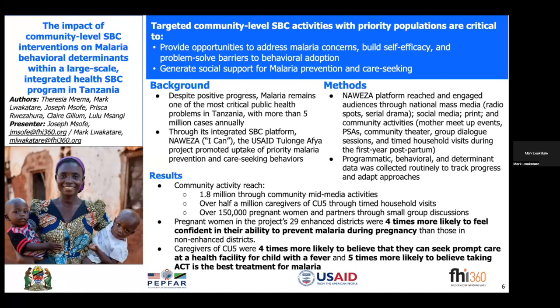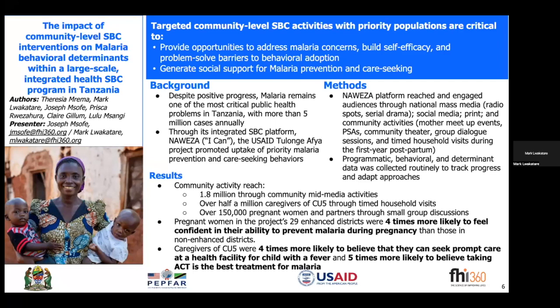What we were able to see within our 29 enhanced districts, these are districts where we can say that we have more or intensified interventions as compared to non-enhanced districts, which only get maybe mass media interventions. So what we're able to say is that pregnant women were 4 times more likely to feel confident in the ability to prevent malaria during pregnancy. As we all know, self-efficacy is a key behavior determinant when it comes to the uptake of behaviors. So this was actually very significant.